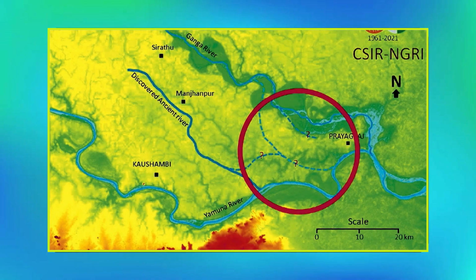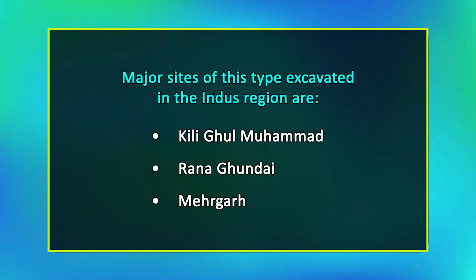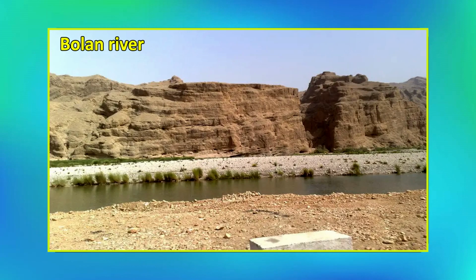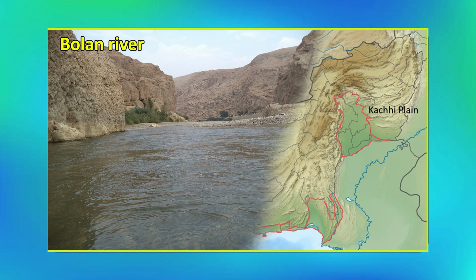The antecedents: the floodplains of rivers supporting agriculture have been a typical environmental feature in the Indus region. It gave rise to habitations that sustained a mix of agricultural and nomadic practices. Some major sites of this type excavated in the region are Kili Ghul Muhammad, Rana Ghundai, and Mehrgarh. Mehrgarh was an early food-producing village located on the banks of the Bolan River that flowed through the Kachi plain, which is an extension of the Indus Valley.